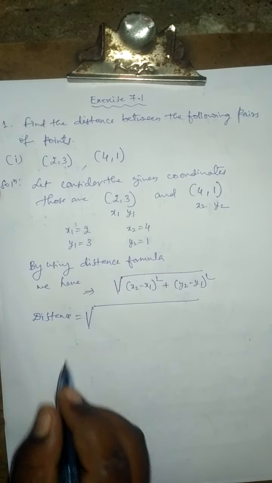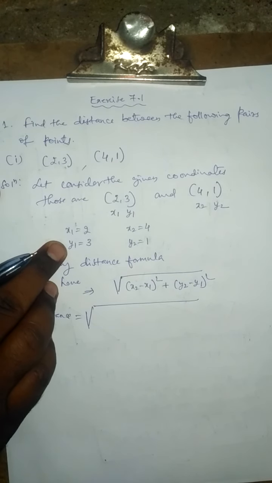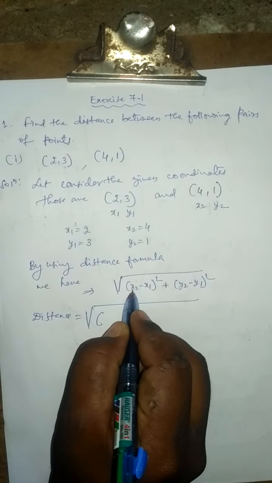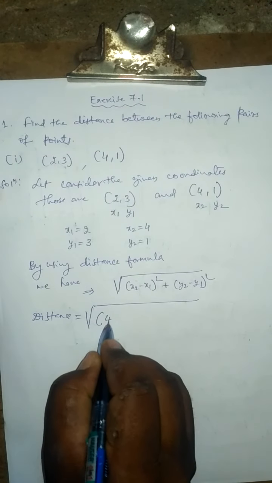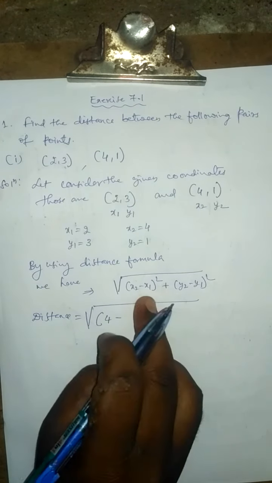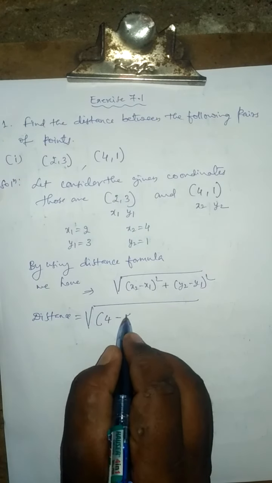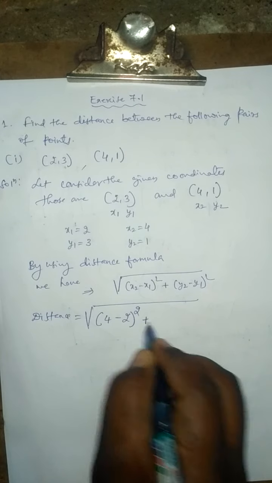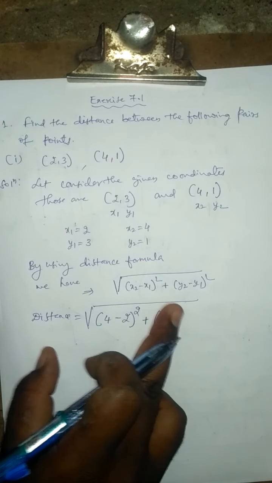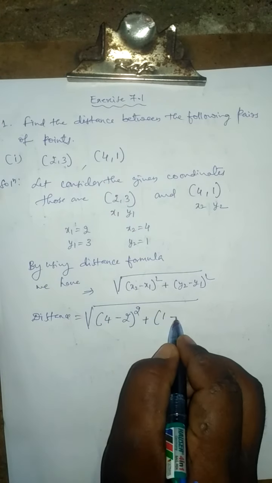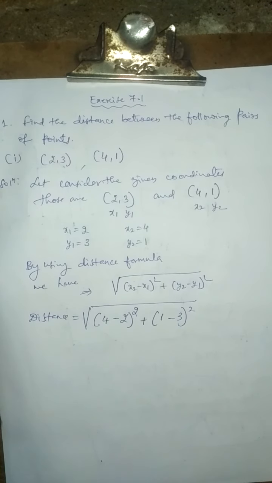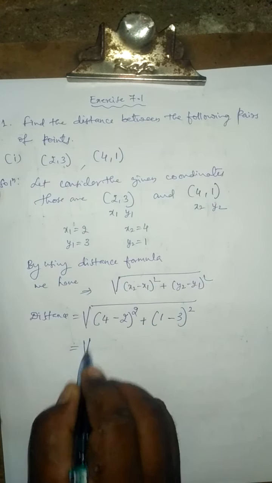Now whatever values we got here, we have to substitute in this formula. Here x2 means 4, minus as it is. Here x1 value is 2, so we write 4 minus 2, this whole square as it is. Then plus, y2 value is 1 minus y1 value is 3, substitute here and write whole square as it is. Now go for simplification.